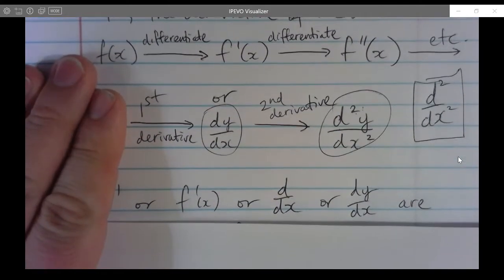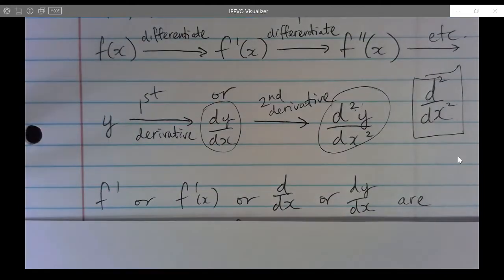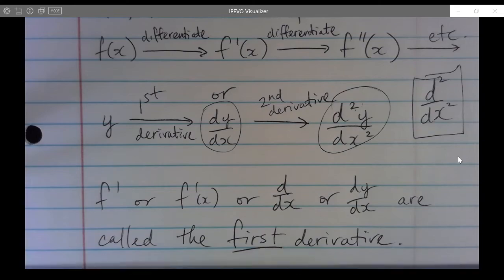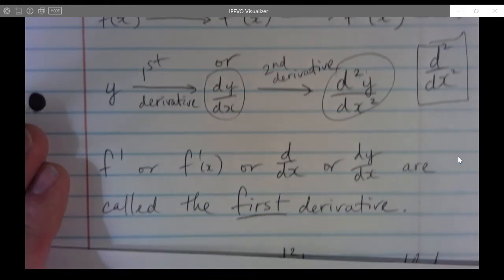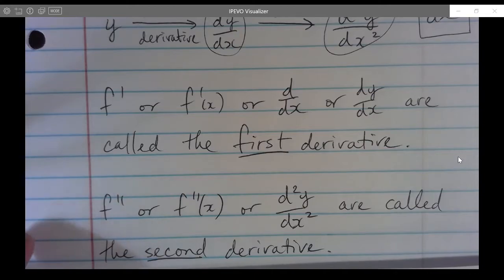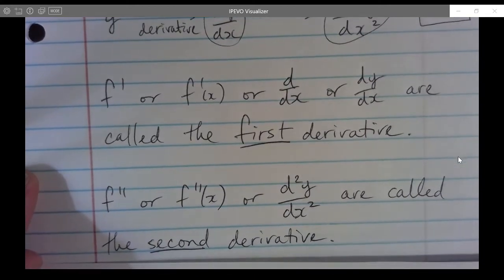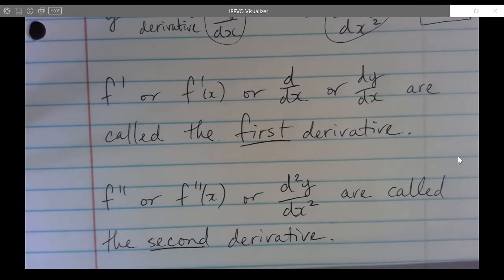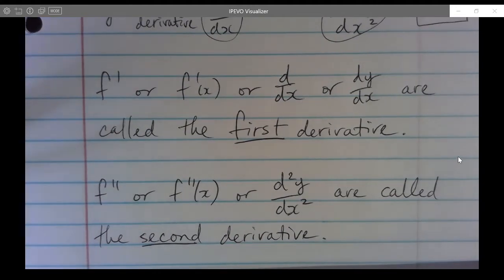One more note, and then we'll hit some examples. f primed, or f primed of x, or again d by dx, or dy by dx, are called the first derivative of a function. And if I wrote f prime primed, or f prime primed of x, or again d squared y over dx squared, those are called the second derivative. There are other notations besides these, but that's what I'm going to stick to in this course. There are ones that use capital letters, but those are pretty rare, and you don't see too many textbooks using them, so I'm not going to bother with them.